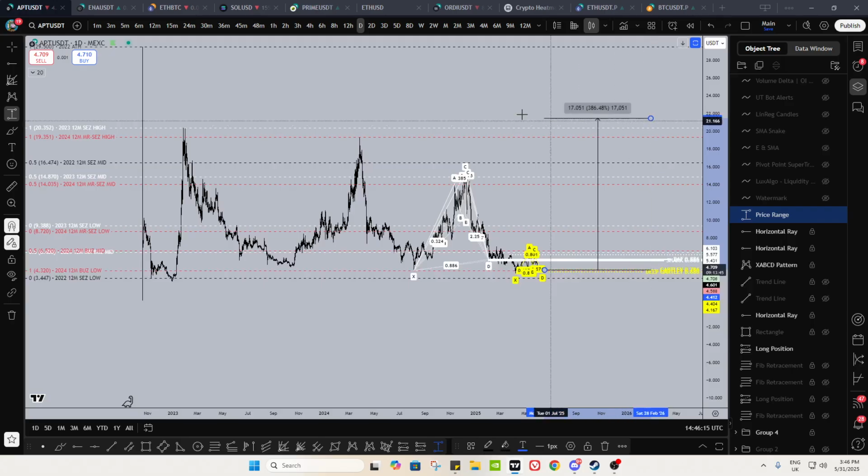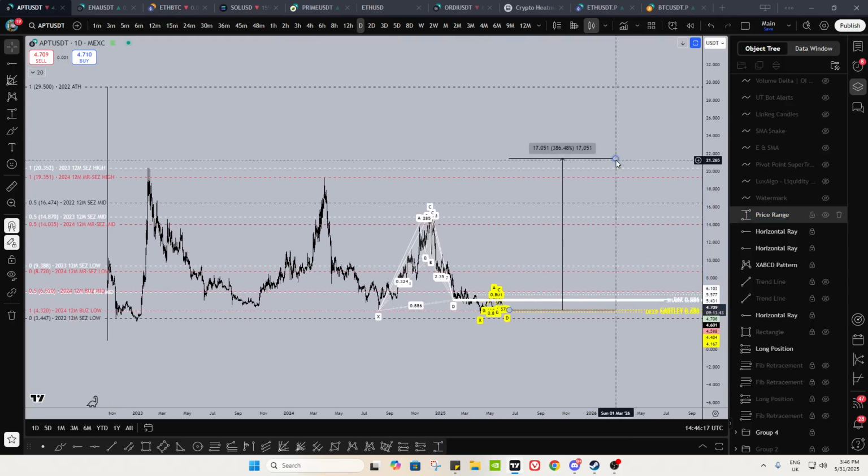So even if you don't go all the way back up towards 29, that is still nice, because this is one of my bigger bags, right? This is something I'm going to have six figures in by the time I'm fully sized up. So that's going to be nice profits either way. Should we go towards the targets, right?